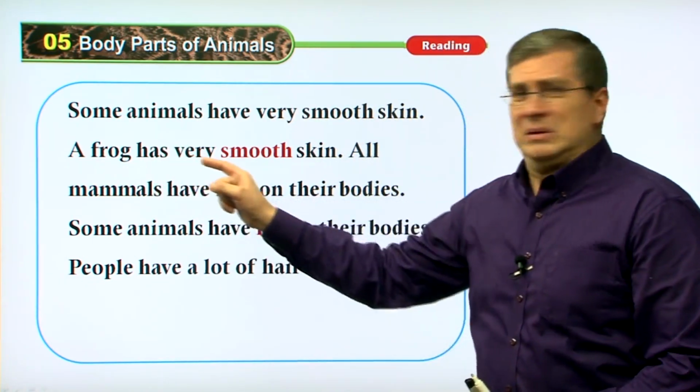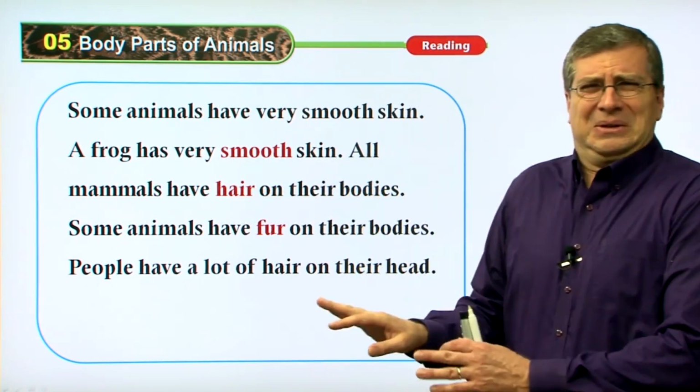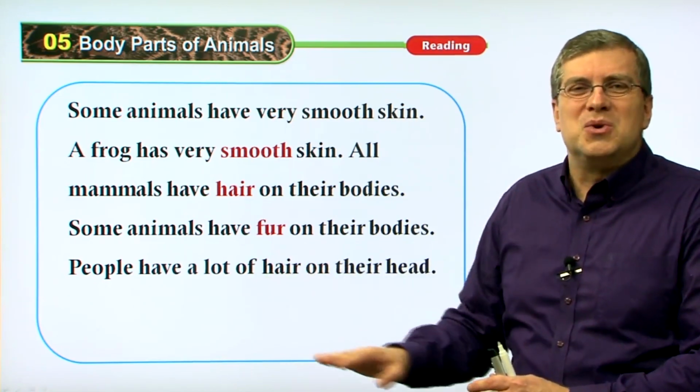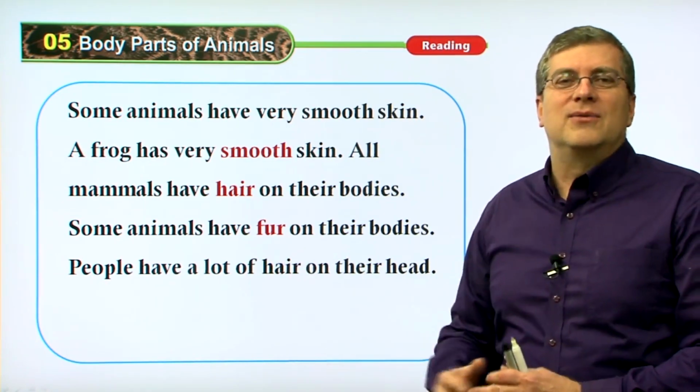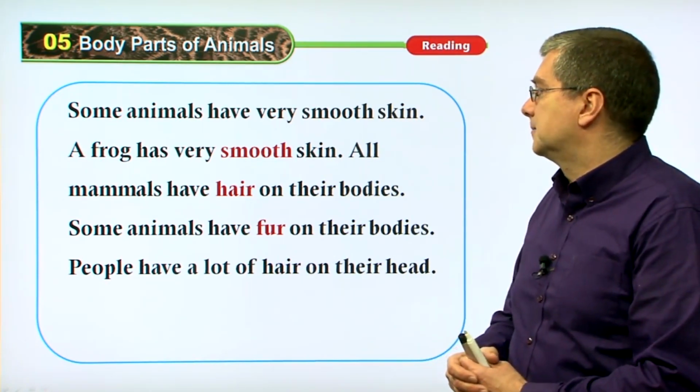A frog has very smooth skin. So if you touch a frog, right? That's kind of gross. But if you touch a frog, it's very smooth skin. It's a little wet too, right? But a frog will have very smooth skin. There's not a lot of hair on a frog, right?